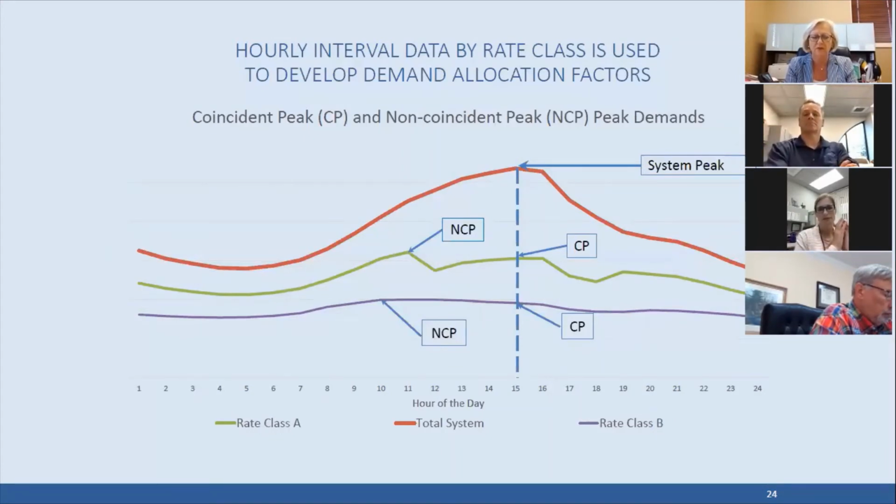Now, the other thing illustrated here is that each of those rate classes has its own peak. And that may not be at the same time as the system peak. So those are non-coincident peaks. They're not coincident with the time of the system peak. And so non-coincident peak is also used to allocate certain costs that are not necessarily shared completely by the whole system. So they're closer to the customer load.